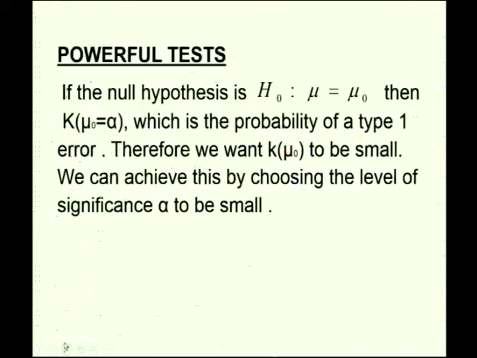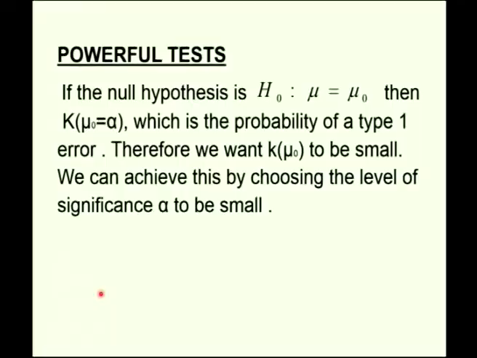In continuance with the power of the test, this test will be called a powerful test. The test is called a powerful test in the sense that if the null hypothesis H naught is such that mu is equal to mu naught, then K of mu naught is equal to alpha, which is the probability of type 1 error. Therefore, we want K of mu naught to be small. We can achieve this by choosing the level of significance to be small. Then the test is called a powerful test.